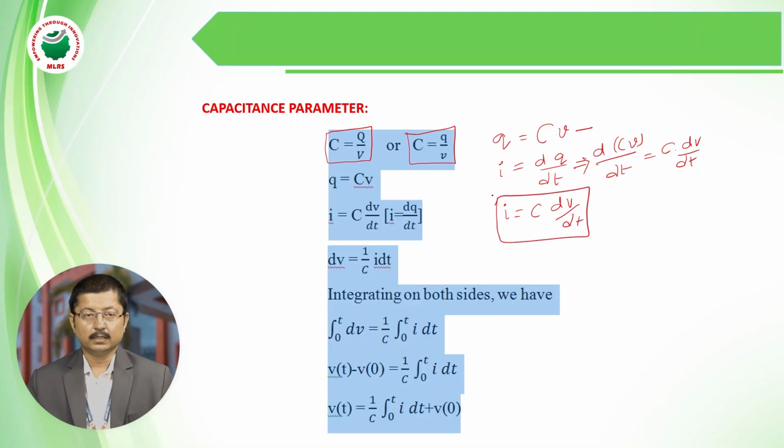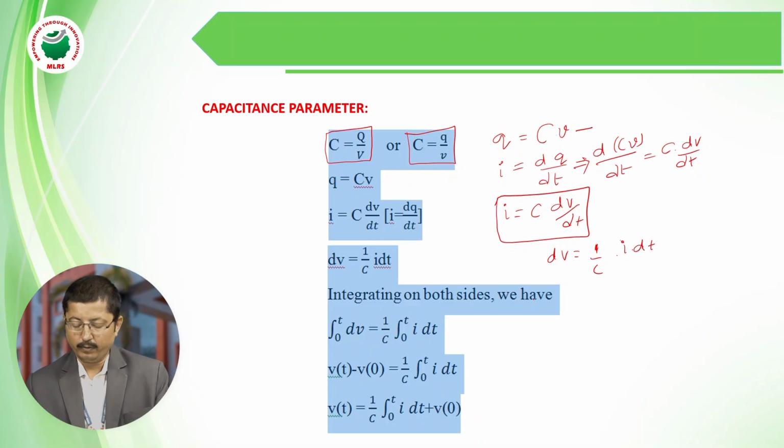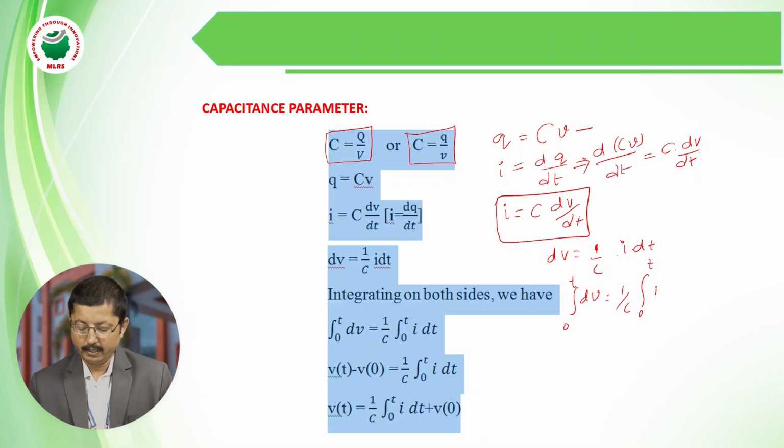Now let's derive the voltage across the capacitor. From this relation only we can derive it. Take dV here, so dV is equal to 1 by C into I into dt. Now we have to integrate on both sides, so integration from 0 to t. That is integral of dV equals 1 by C integral 0 to t of I dt.